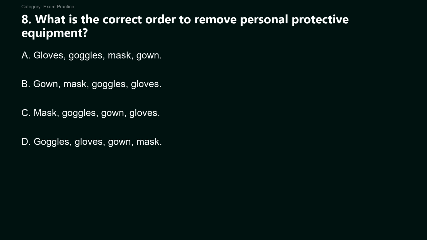Question 8. What is the correct order to remove personal protective equipment? Option A. Gloves, goggles, mask, gown. Option B. Gown, mask, goggles, gloves. Option C. Mask, goggles, gown, gloves. Option D. Goggles, gloves, gown, mask.